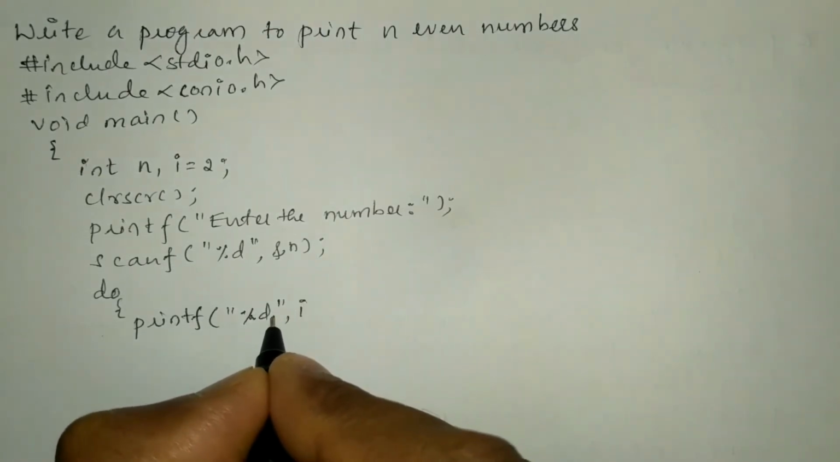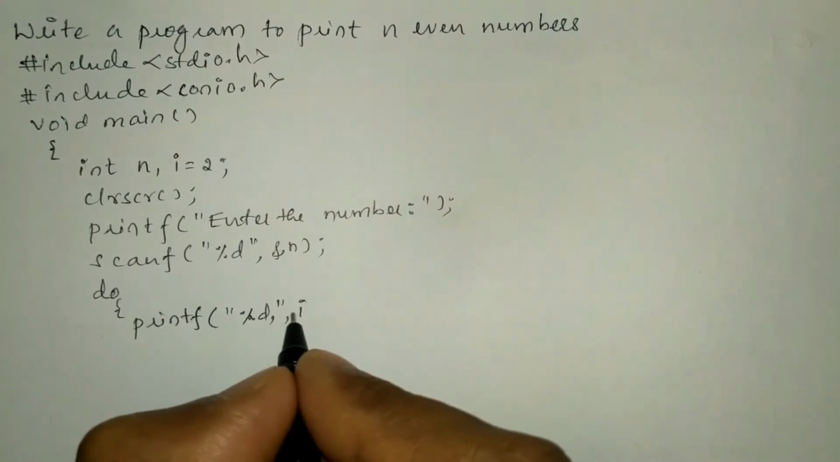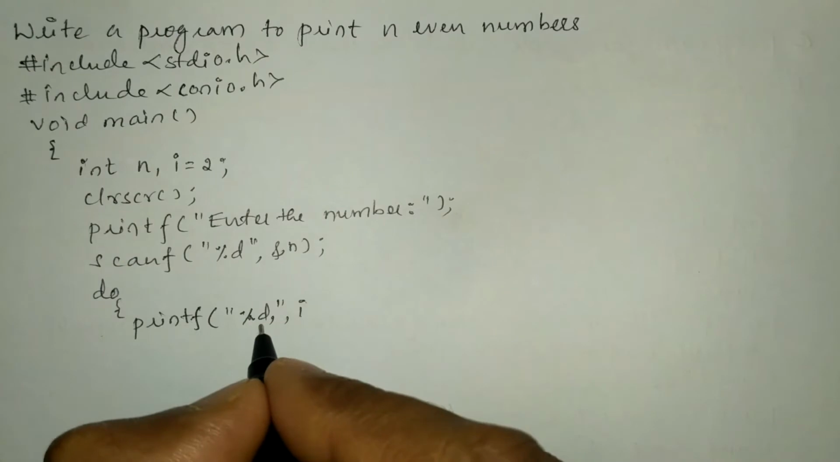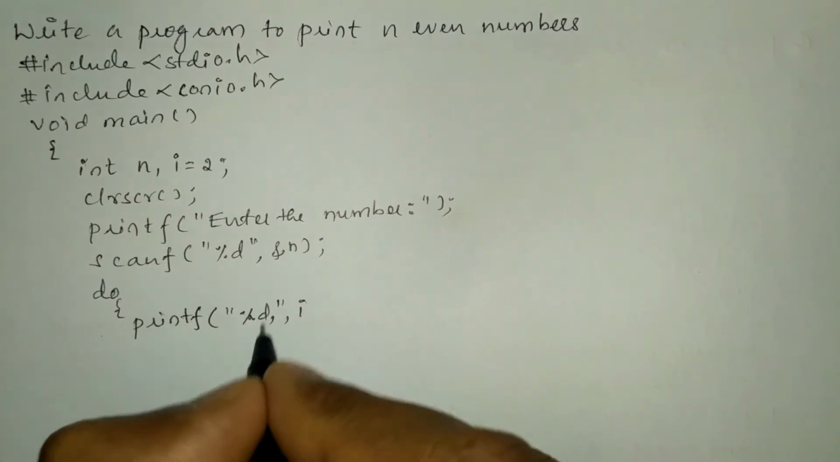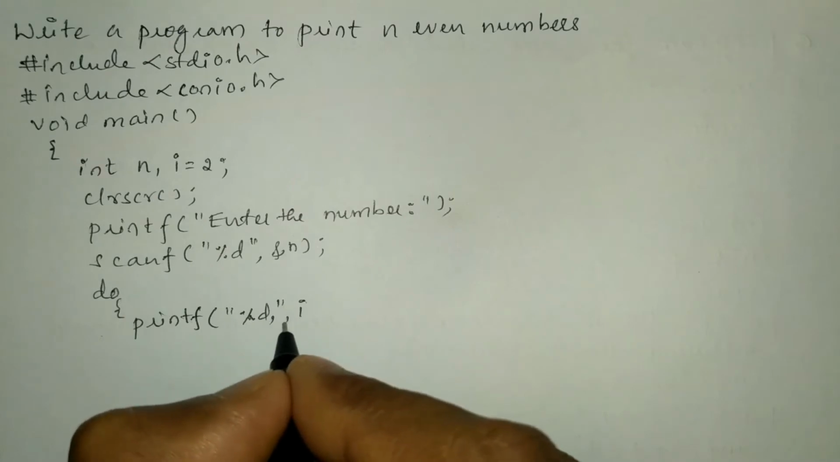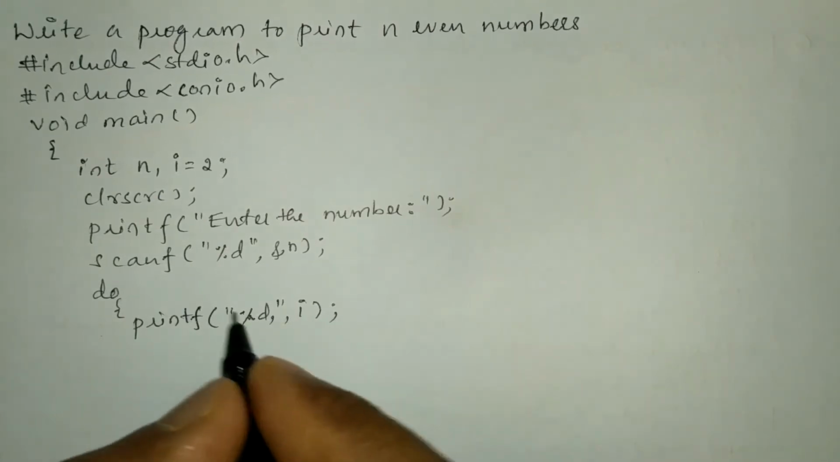Here after this d, before the double quotation mark, I'm going to put a comma. Each and every even number should be separated by a comma, so that's the reason I'm putting this comma within the double quotation mark, and after the double quotation mark comma variable name, and then close the bracket, put semicolon.